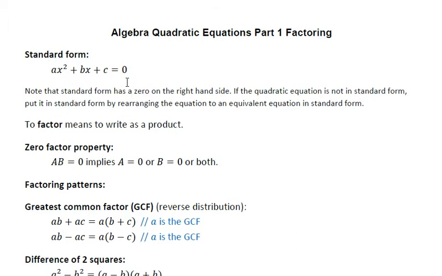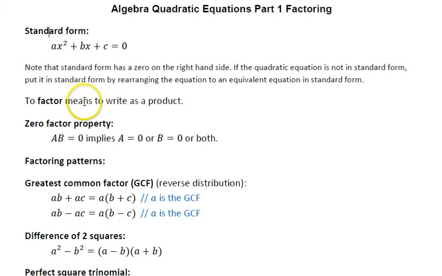If your equation does not have 0 on the right, you need to rearrange it to an equivalent equation having 0 on the right. You do this by multiplying or dividing both sides by the same thing, adding or subtracting both sides, the standard manipulation rules for equations, combining like terms, distributing, and the like.